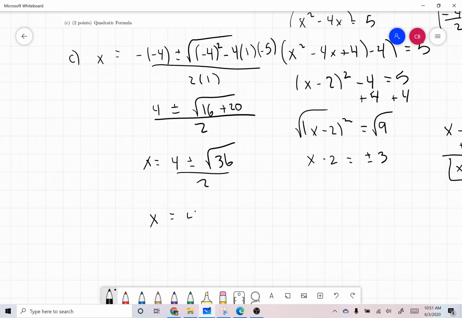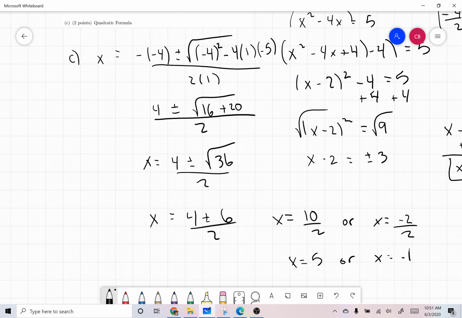x is equal to 4 plus or minus 6 over 2. Which is x is equal to 10 over 2, or x is equal to 4 minus 6, which is negative 2 over 2, which is x is equal to 5, or x is equal to negative 1.